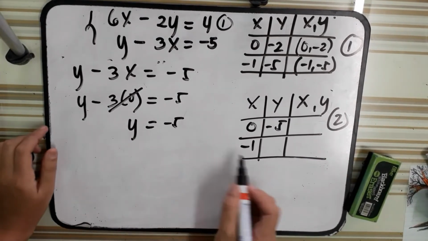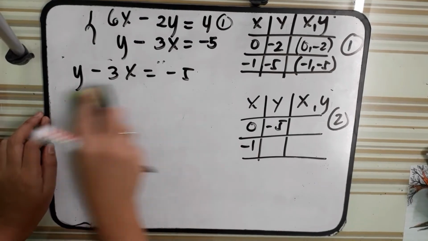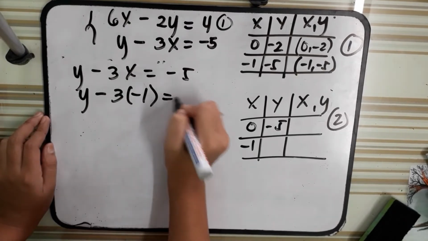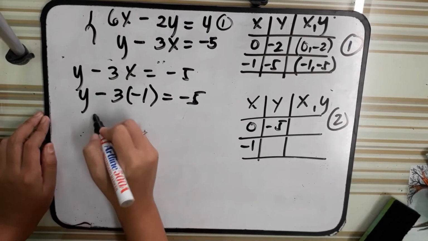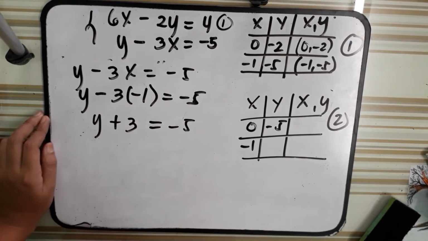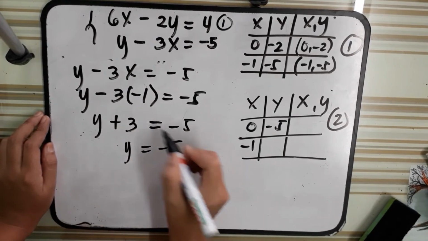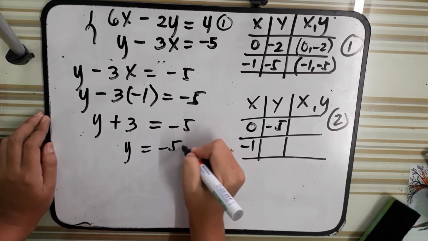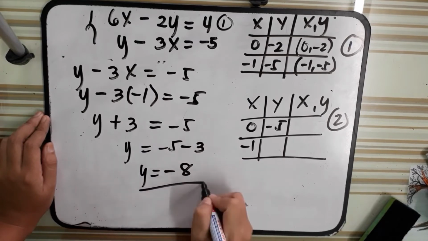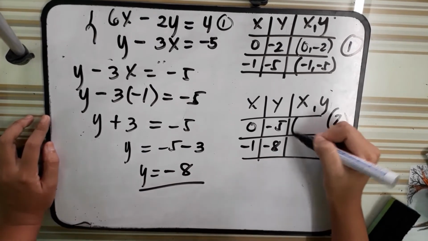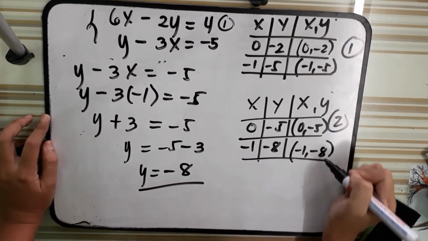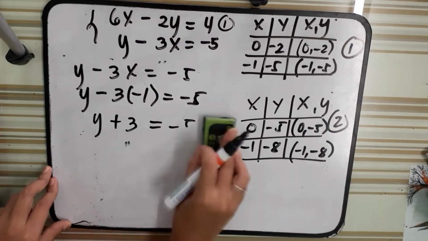Next is, let's substitute yung negative 1 naman sa ating equation. So, y minus 3 times negative 1 is equal to negative 5. So, let's simplify. y, negative 3 times negative 1 is positive 3, is equal to negative 5. Then afterwards, we need to isolate y. So, y is equal to negative 5. Let's move 3 on the other side of the equation. It will become negative 3. So, y is equal to negative 5 minus 3 is equal to negative 8. So, lagay natin siya dito. Then, isulat na natin ang ating points. 0, negative 5. Then, ganun din sa ating sa baba. Yung pangalawa. Now, nakuha na natin yung ating table of values.